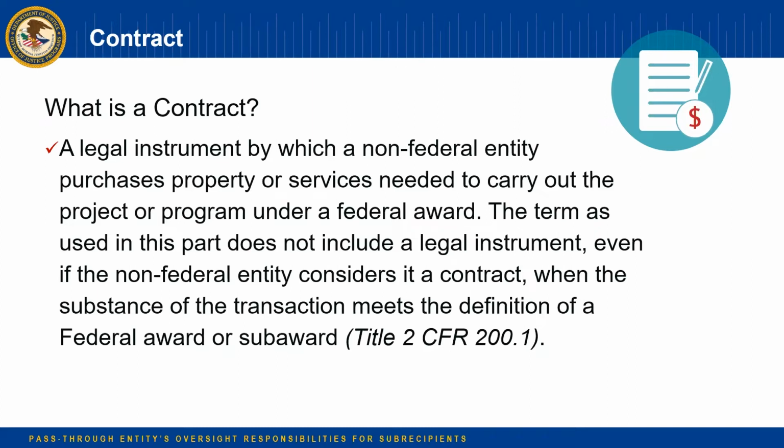Now, the most important thing to remember is that although the terms and the language in a contract may be geared towards a contract, keep in mind that we're looking at the work that's actually being done. So although you've identified it as a contract, the Federal Awarding Agency, or OJP for this matter, may not look at it as a contract because it meets the definition of either a federal award or a subaward.